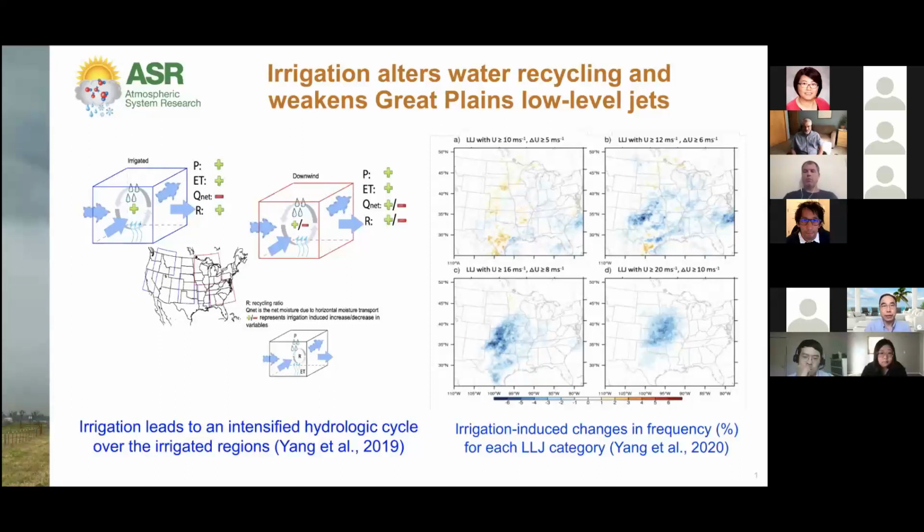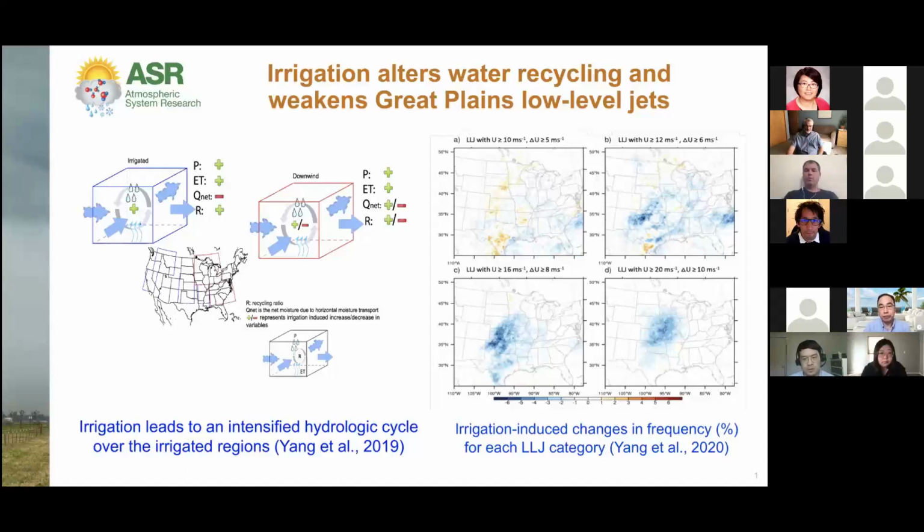The second study focused on the impact on low-level jets. So when irrigation is considered in our simulation, the simulated low-level jets are more accurate when compared to a reference data set. The right side figure shows the irrigation induced change in frequency for low-level jet. We divided the low-level jet into 4 categories. Panel A is for the relatively weak low-level jet. Panel D is the strong, intense low-level jet.